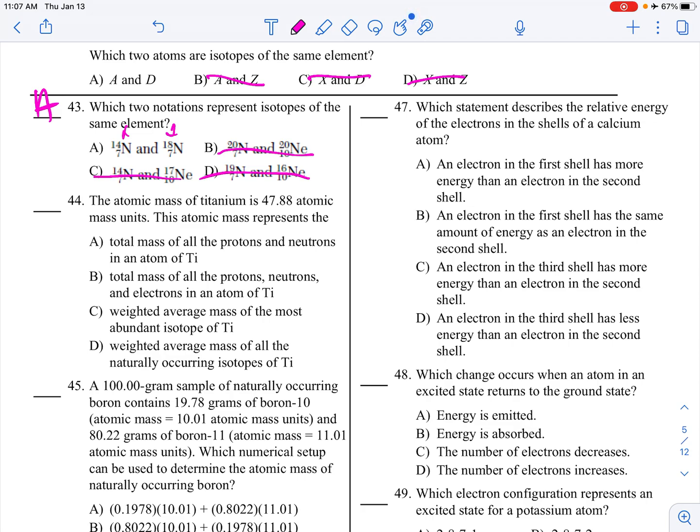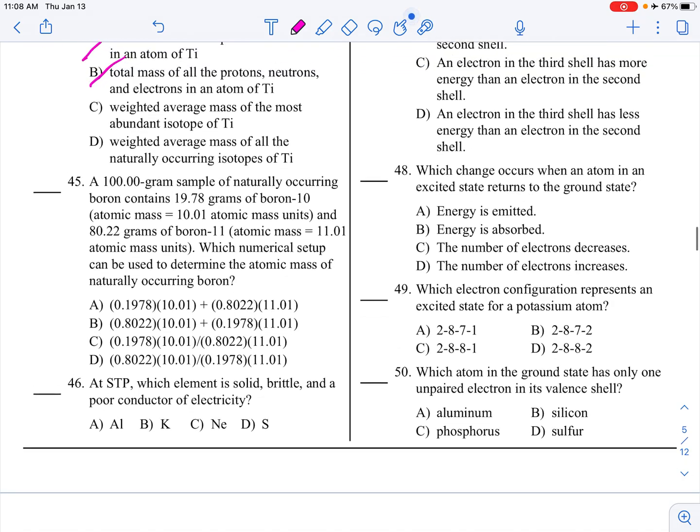The atomic mass of titanium is 47.88 atomic mass units. This atomic mass represents, okay, so this is defining atomic mass. Is it the total mass of all the protons and neutrons? Unfortunately not. The weighted average of the most abundant isotope? No, it's the weighted average of all the naturally occurring isotopes. This is a definition straight from our notes.